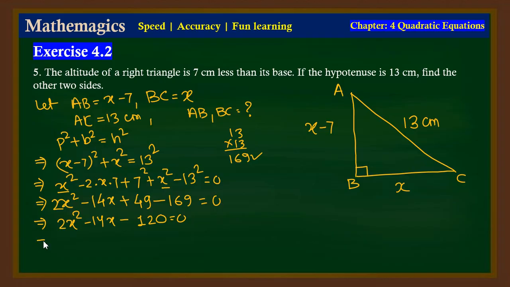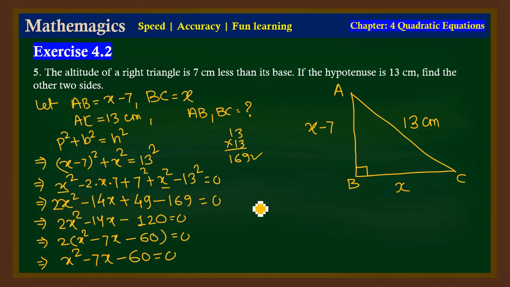Dear friends, again it can be simplified. 2 will go common. So this becomes x square minus 7x minus 60 is equal to 0. And hence here I will be writing x square minus 7x minus 60 is equal to 0. So here the condition is a into b is equal to minus 60 and a plus b is equal to minus 7.